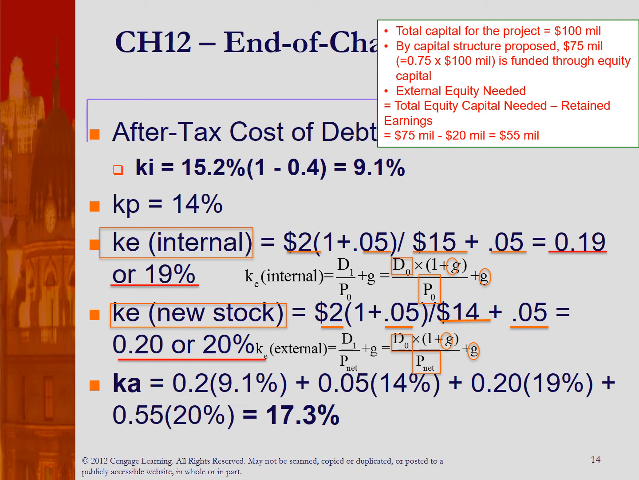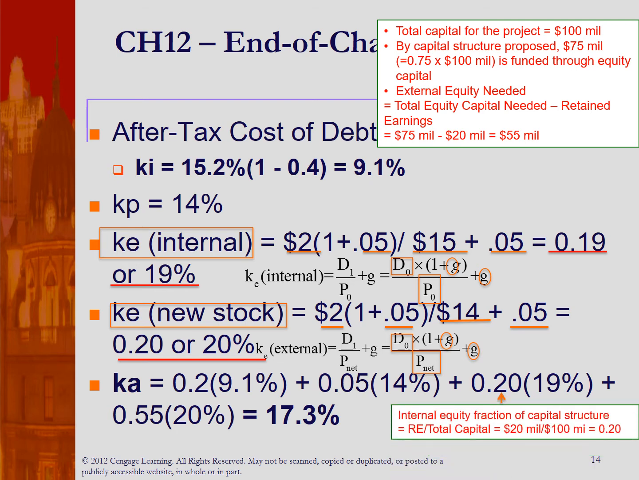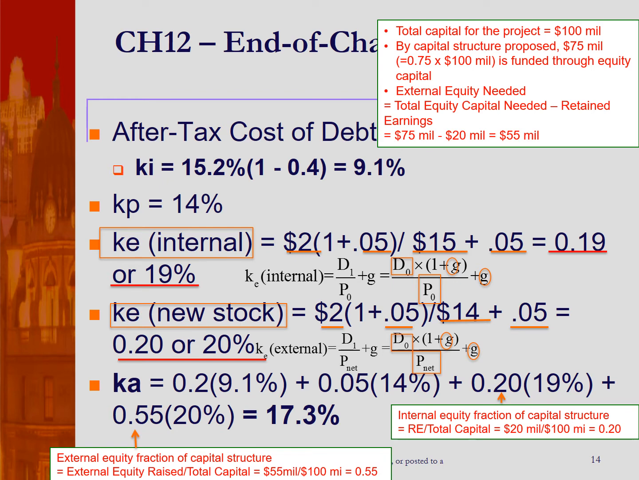We now can compute the weighted cost of capital by plugging the corresponding values into the formula. Note, we have to decompose the equity fraction of capital structure into the internal equity fraction of capital structure, calculated by retained earnings divided by total capital, and the external equity fraction of capital structure, calculated by external equity needed divided by total capital. After calculation, we obtain the weighted cost of capital is 17.3%.